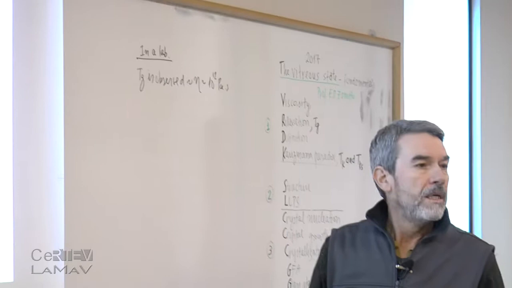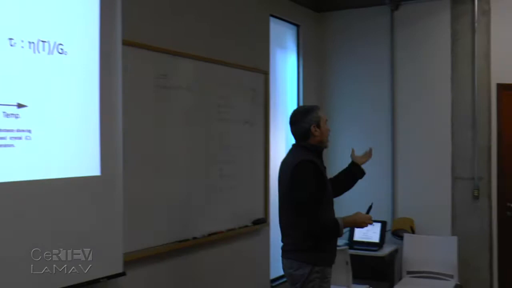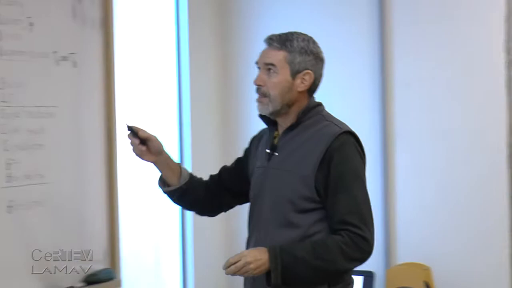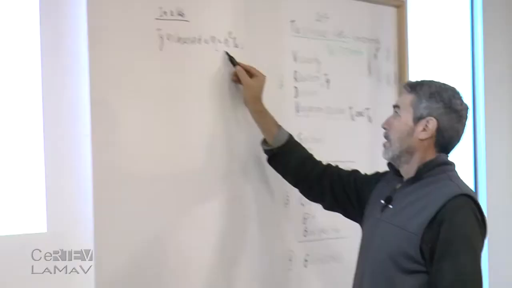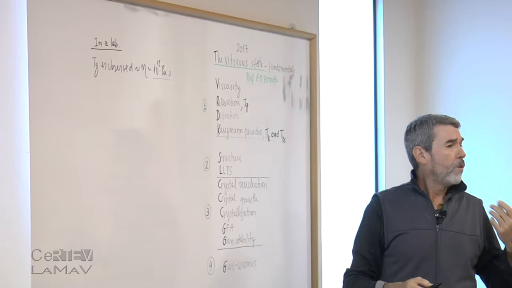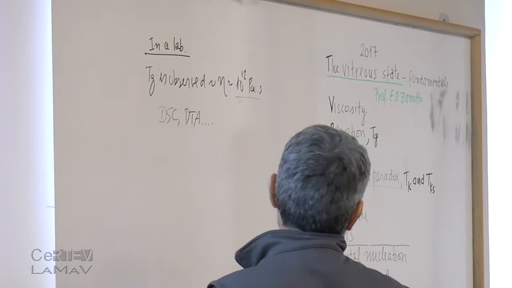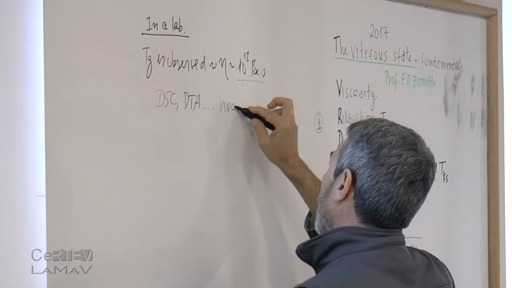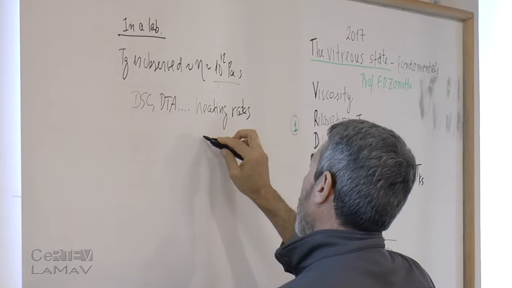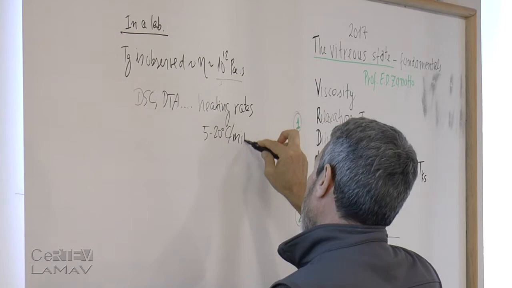People have done this. They have measured Tg with DSC, DTA, with thermal expansion analysis. There are several methods. And then they measure the viscosity at that temperature. This is about 10 to the 12 Pascal seconds. I should say, this is from DSC, DTA, and other methods which normally use heating or cooling rates of say 5 to 20 degrees Celsius per minute. For this kind of measurement, Tg is 10 to the 12.